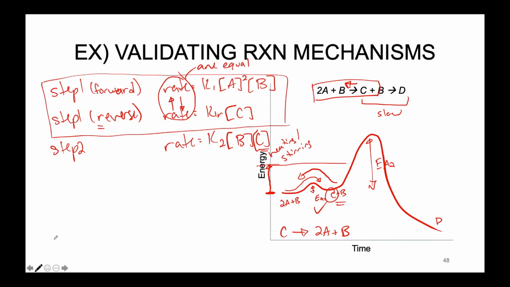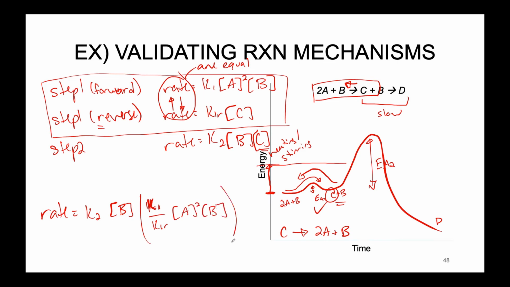All right, and pen. Okay, so the overall rate expression for the reaction, since the second step is the slow step and this is what we want, our rate is going to be equal to K2 times our initial concentration of B times everything that we just solved for. So this is going to be K1, all divided by K1 in reverse, times concentration of A squared times concentration of B.